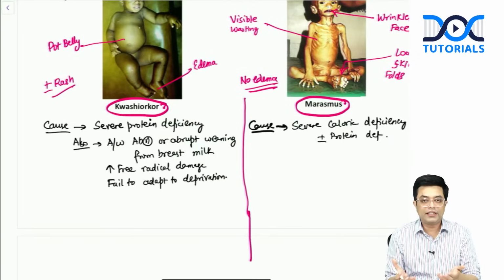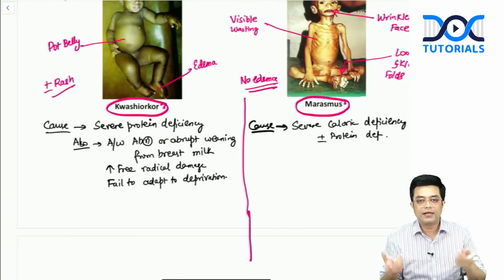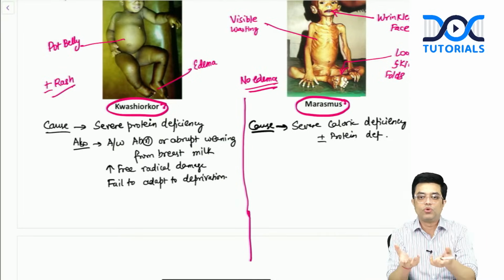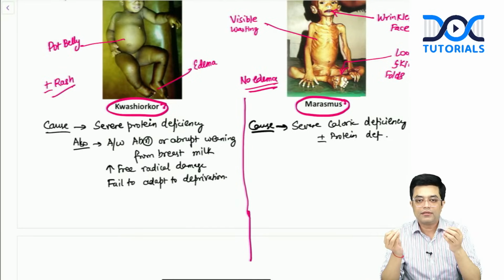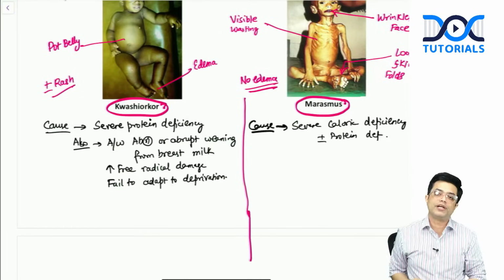और क्योंकि कैलोरी नहीं है तो कैलोरी जनरेट करने के लिए what the child does is सारा फैट यूज कर लेता है, मसल भी यूज कर लेता है, and that is why there is no buccal pad of fat, wrinkles आ जाते हैं, no fat in the thighs and buttocks, loose skin fold आ जाते हैं, and the child looks very wasted, looks very मरा हुआ because the muscles are also atrophic.